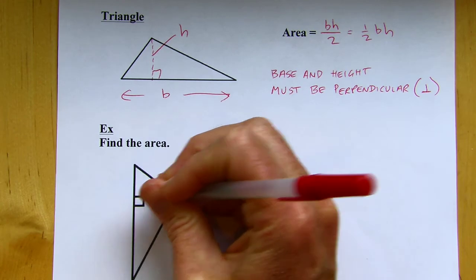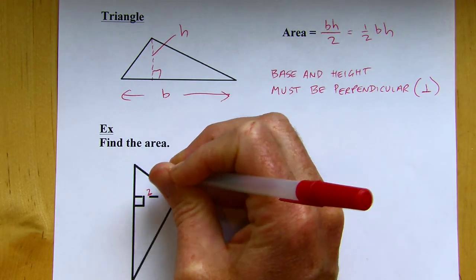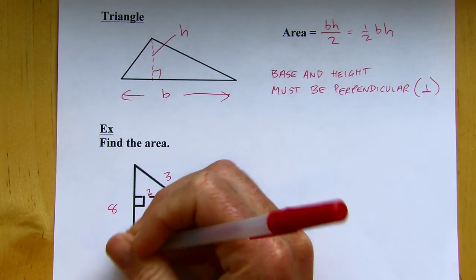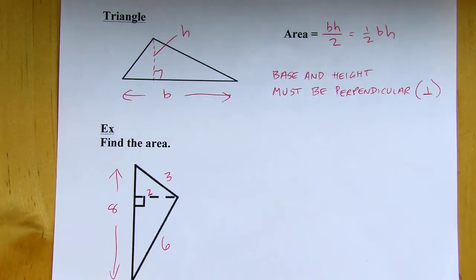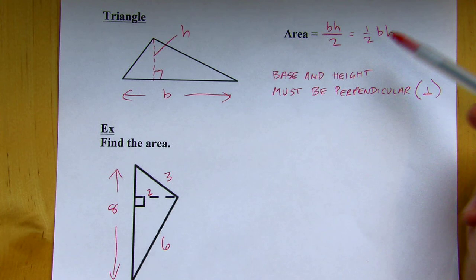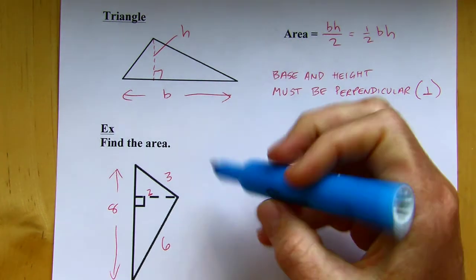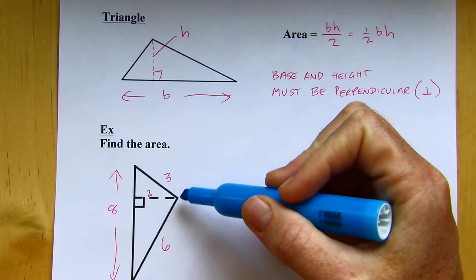Let's say that's 2, 3, 6, and 8. Okay, and the 8 is supposed to go for that whole side there. Okay, so let's find the area here. So I'm going to use this formula right up here, but I have to pick what the base and the height are. So some people might use 3 and 6.